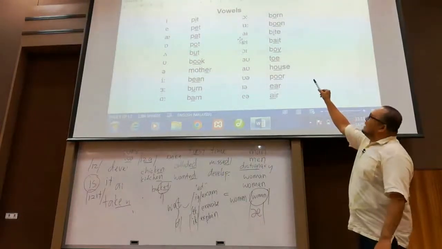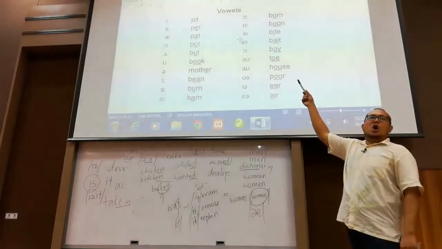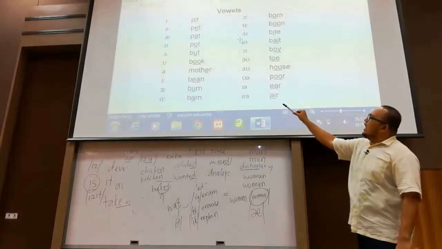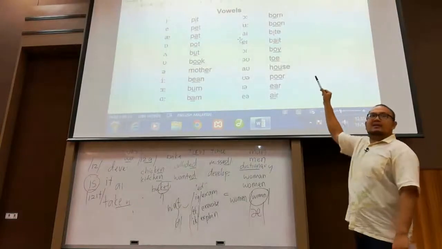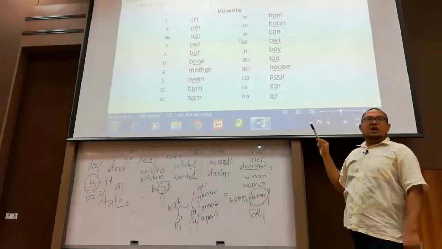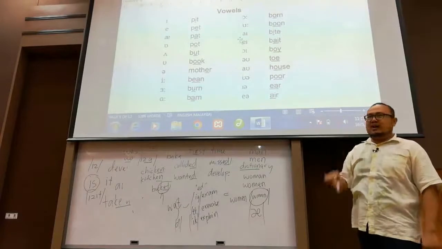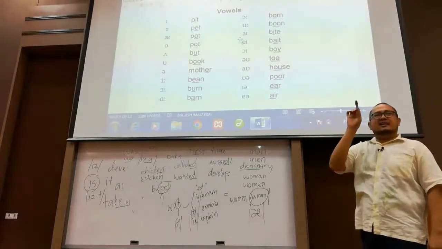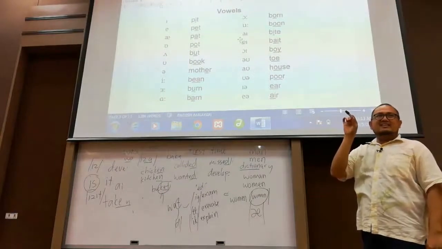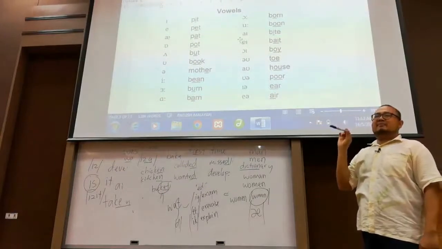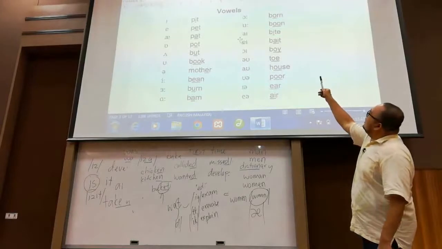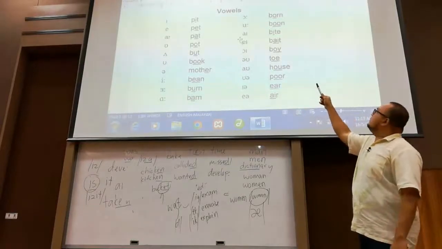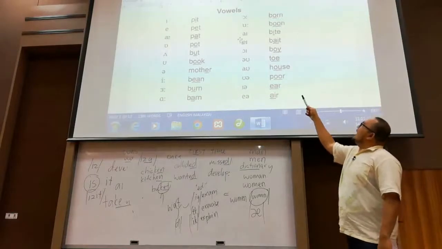Okay. This one is "or." Born. You see, all the UR, AR, OR, they are all long. And you don't produce the R, because the R represents the length. 1.5 harakat. Okay? Alright. So, oo. Ooh. Boon. Boon.